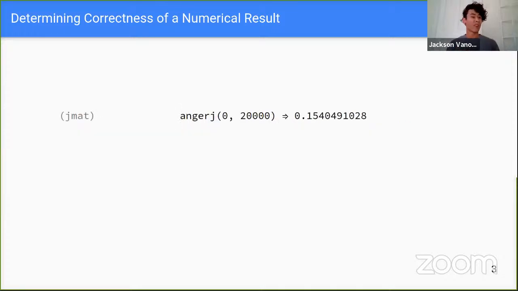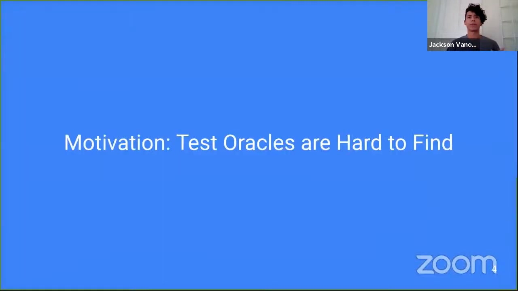But let's consider another example. It's more complicated. Say, for instance, we're using the anger function as implemented in the JMAT library. We give it this input, we see this output. And the question is, does this arouse suspicion? Is this erroneous? This highlights an issue in software testing in general, which is the fact that test oracles are hard to find.